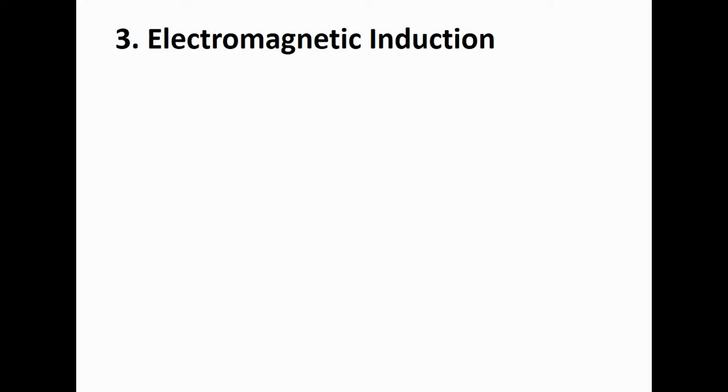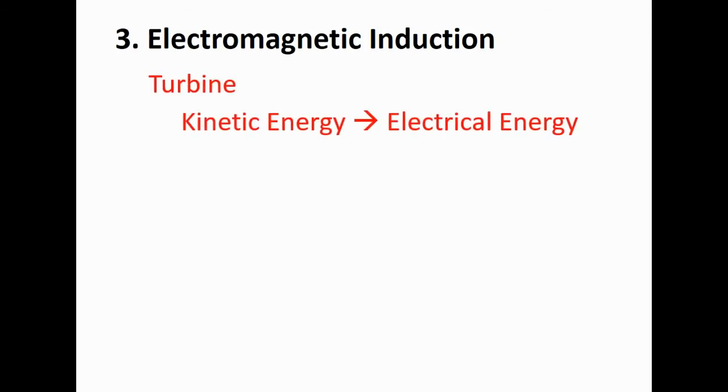The third way to generate electricity is through a process called electromagnetic induction. This is what happens whenever you have a turbine. The turbine converts kinetic energy directly into electrical energy.